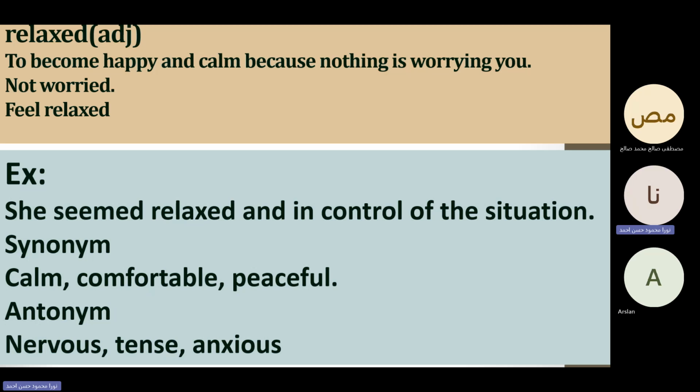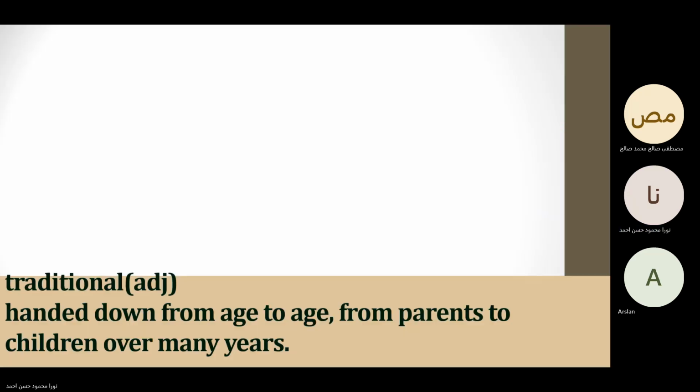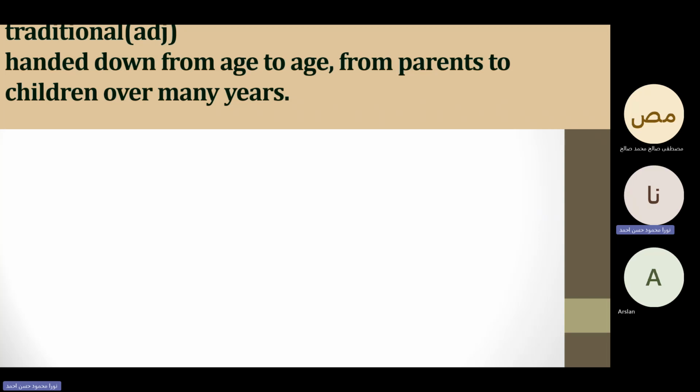Can you give me an example? Yeah, she seemed relaxed and in control of the situation. A synonym is calm, comfortable, peaceful, and the opposite is nervous, tense, and anxious. So it's relaxed. The third word is traditional. Traditional. Traditional is an adjective.